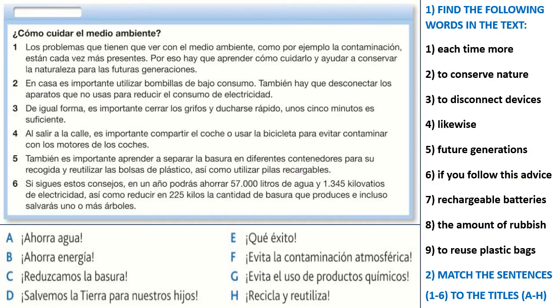So as we saw before, ahora agua, save water, is going to match up to 3. Save energy, B, is going to match up to 2. We're not going to use C, we're going to move on to D, which is save the earth for our children. Our children is going to link to future generations and talking about what you can do to help the environment. So that's going to be 1. Que éxito, E, is going to be 6, because they're saying what can happen, not just about rubbish, so that's why it's not going to be C.